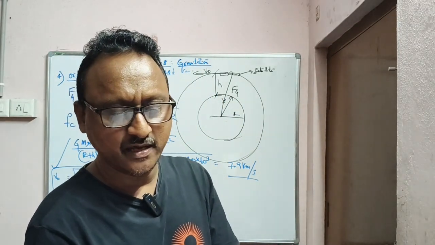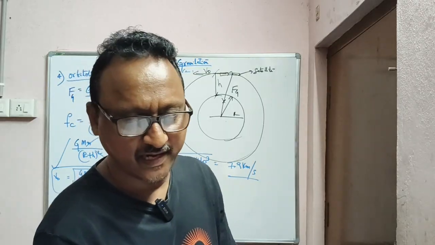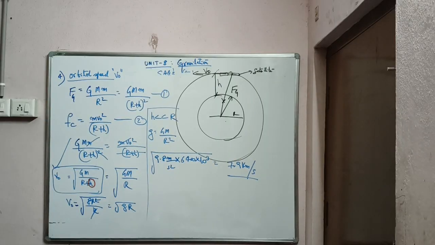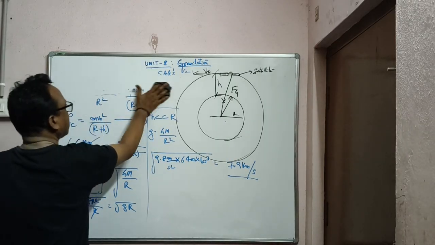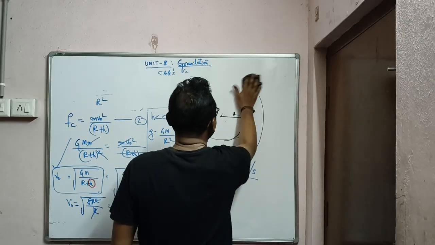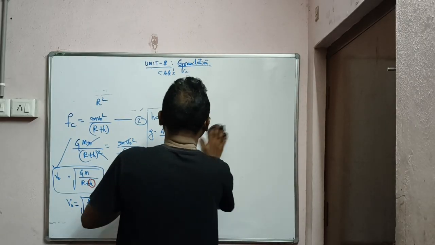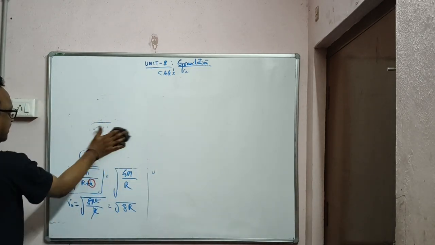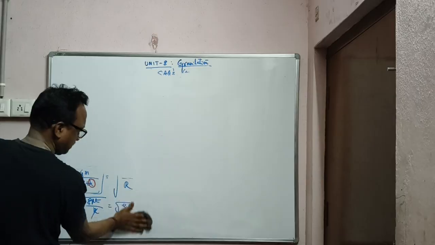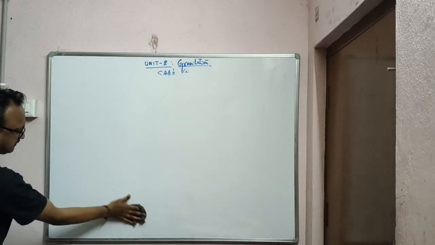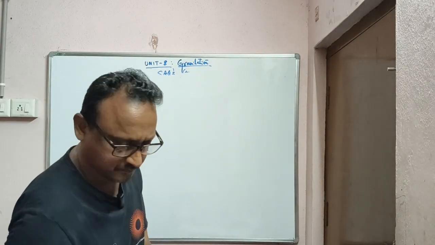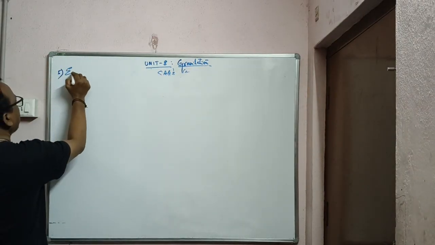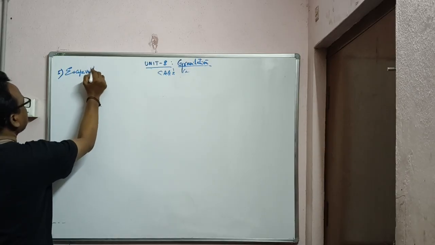Now look at the fifth question. What is escape speed? Obtain the expression. Did you note it? 1, 2, 3. Fifth question in the SAQ. The fifth SAQ is asking what is escape velocity. Fifth question, 4 marks. So it is asking you what is escape velocity.